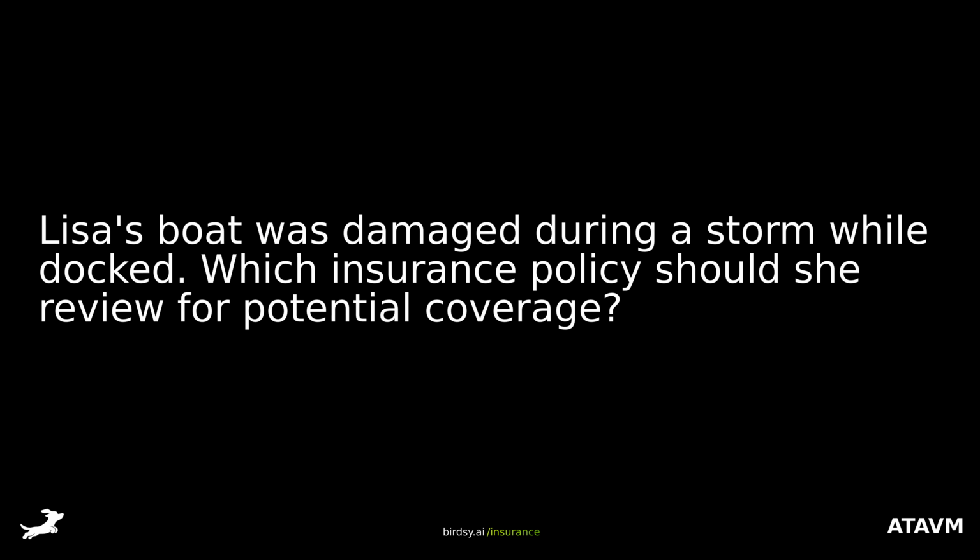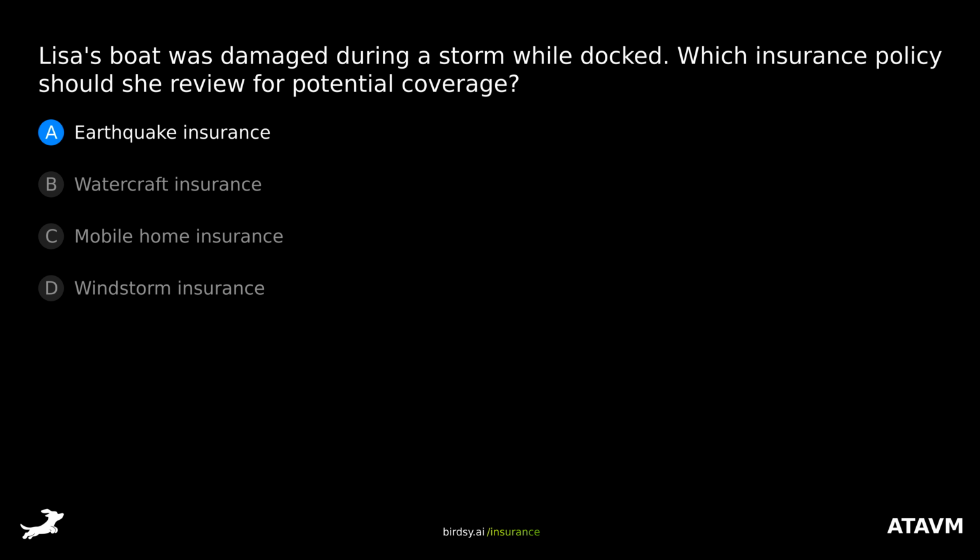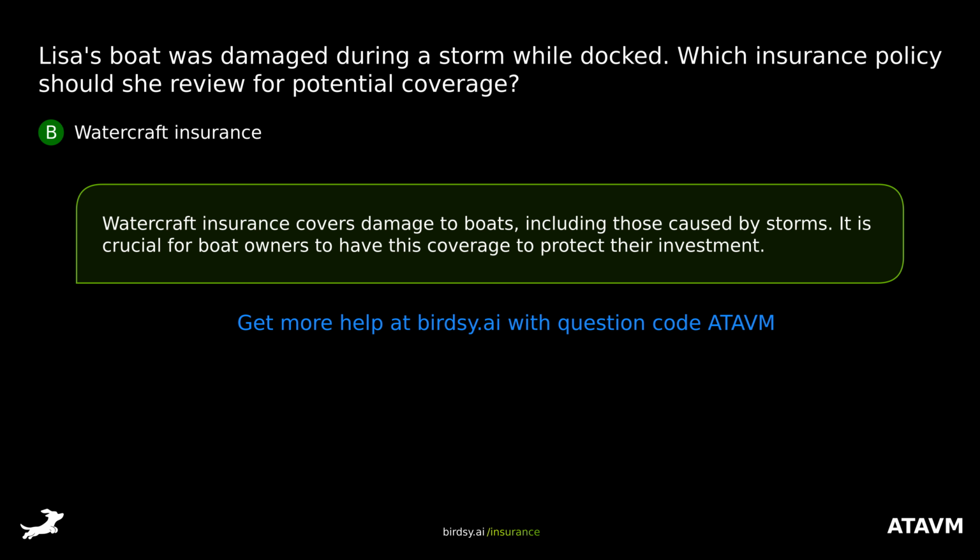Lisa's boat was damaged during a storm while docked. Which insurance policy should she review for potential coverage? Is it A, earthquake insurance, B, watercraft insurance, C, mobile home insurance, or D, windstorm insurance? The answer is B, watercraft insurance. Watercraft insurance covers damage to boats, including those caused by storms. It is crucial for boat owners to have this coverage to protect their investment.